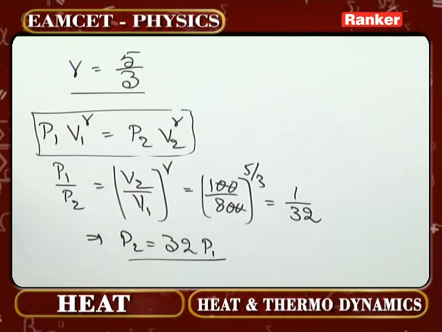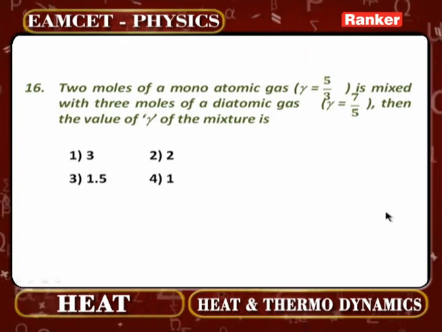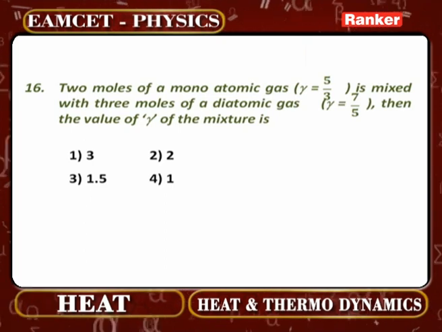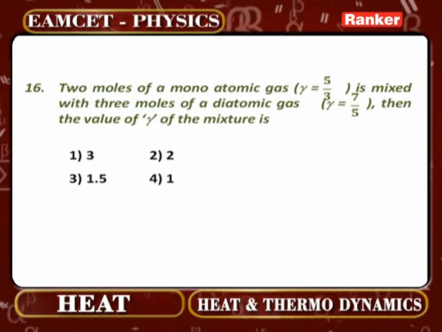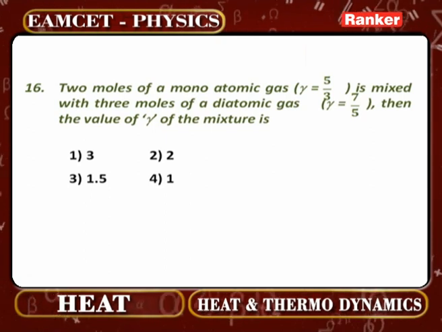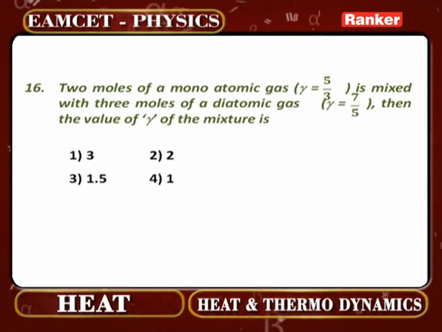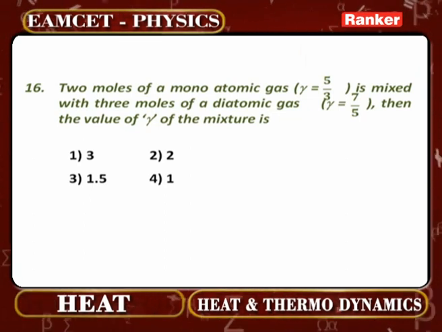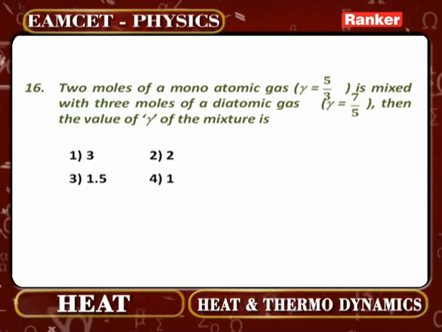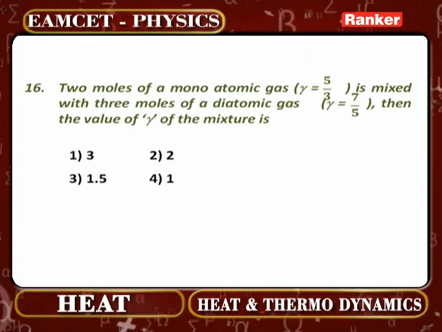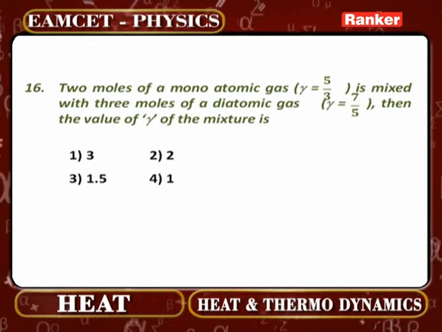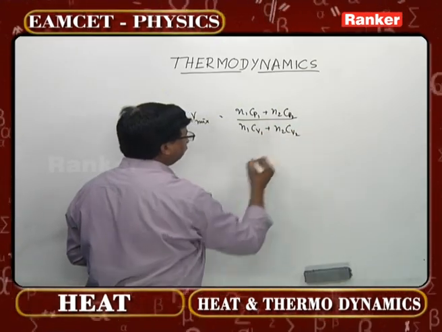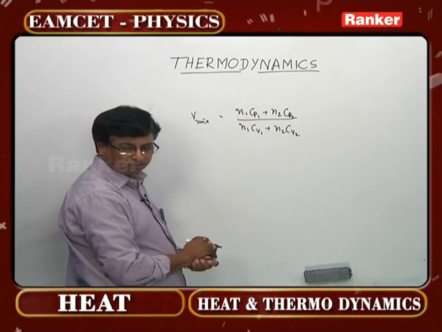Look at the next one this time. 2 moles of a monoatomic gas of gamma 5/3 is mixed with 3 moles of a diatomic gas of gamma 7/5. Then what is the value of gamma of the mixture? This is a very commonly asked model in the EAMCET examination. We just want gamma of the mixture, that is n1 Cp1 plus n2 Cp2 divided by n1 Cv1 plus n2 Cv2. That is the direct formula one can remember in this case.